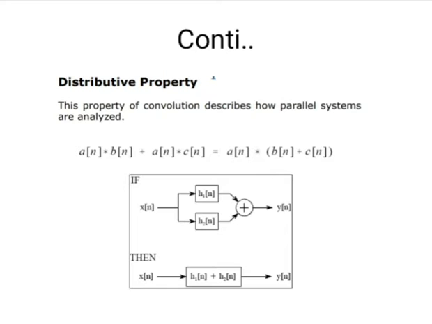For both discrete time and continuous time systems, the property means that summing the outputs of two systems is equivalent to a system with an impulse response equal to the sum of the impulse responses of the two individual systems.